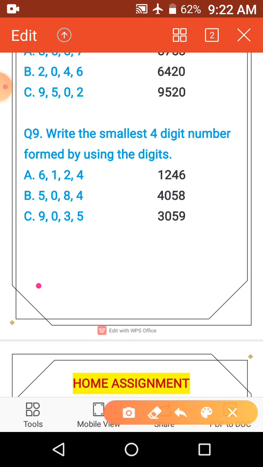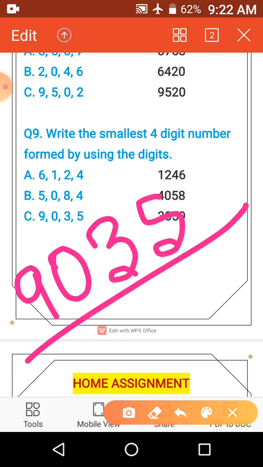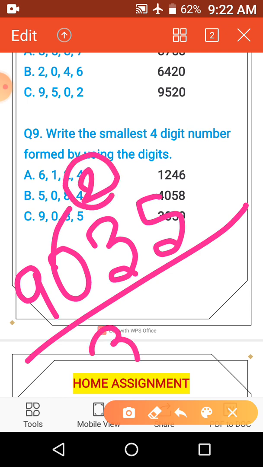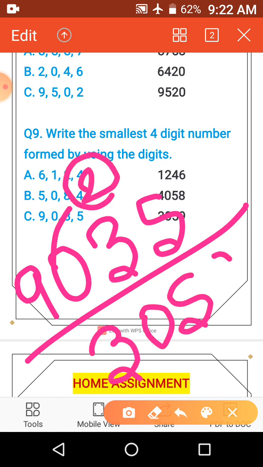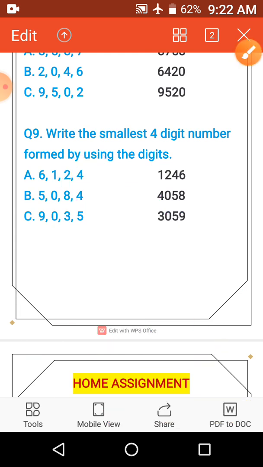The question number C is 9035. Then I told you that we have to put 0 at the second place, then 3059, and the answer is 3059. Okay, that's it for today.